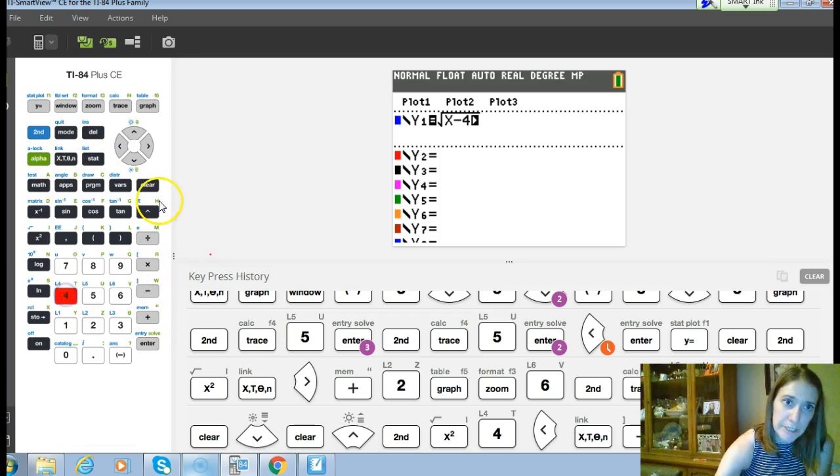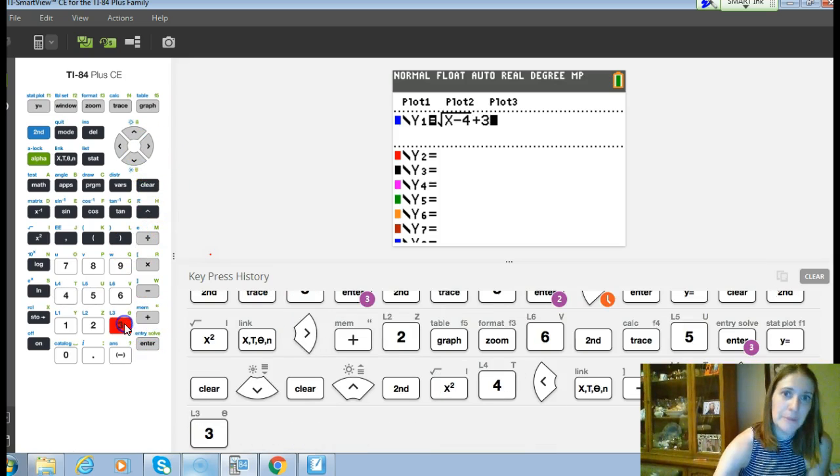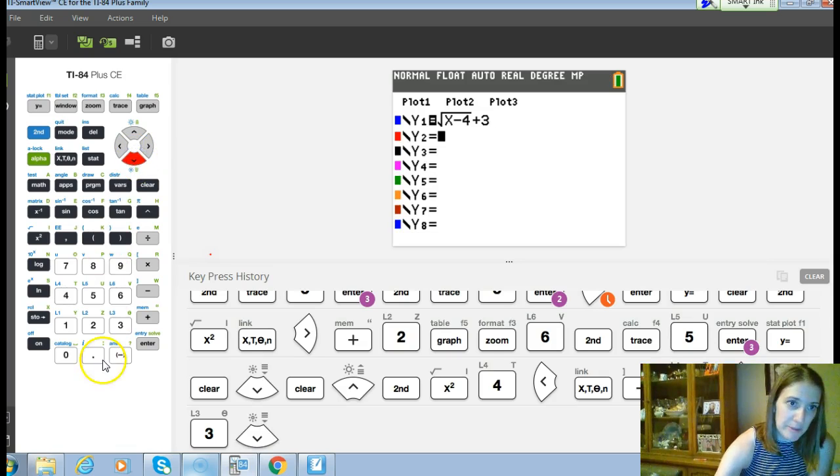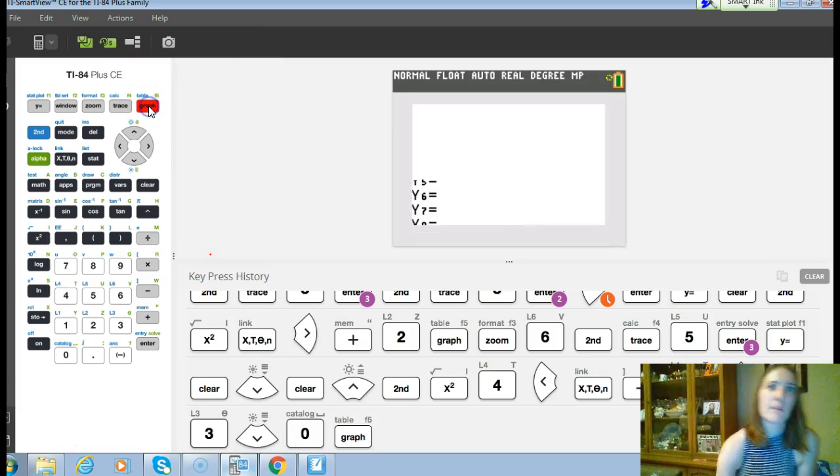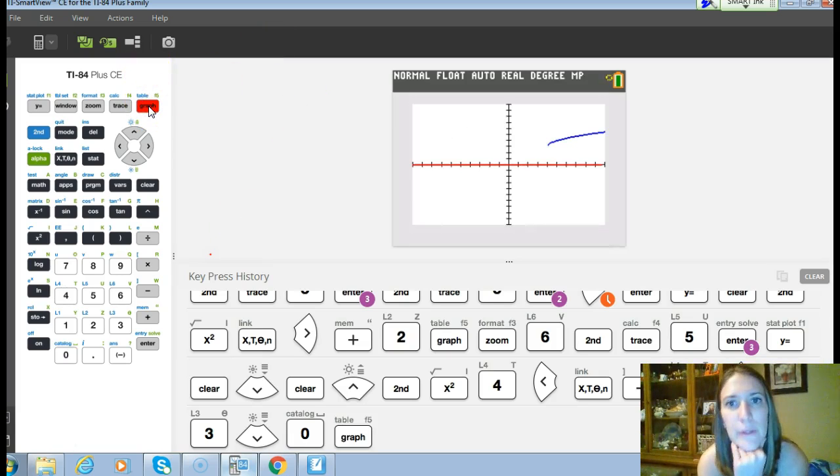This is where when I'm teaching in class, the kids tell me what to do because I can't remember anything. And then 0 would be my other function. Double check. Nailed it. All right. So when I hit graph, the blue and the red. So there's the blue. There's, oh.